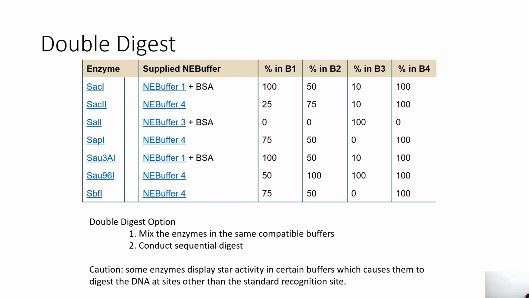If we talk about double digest options, we can mix the enzymes in the same compatible buffers and conduct sequential digest. Some enzymes display star activity in certain buffers, which causes them to digest the DNA at sites other than the standard recognition site.